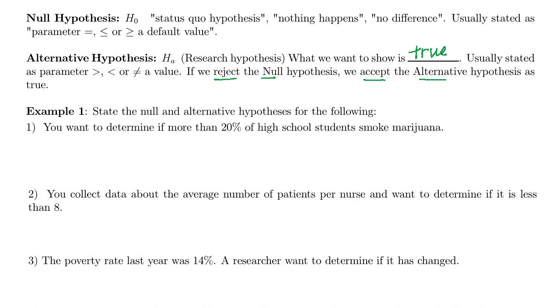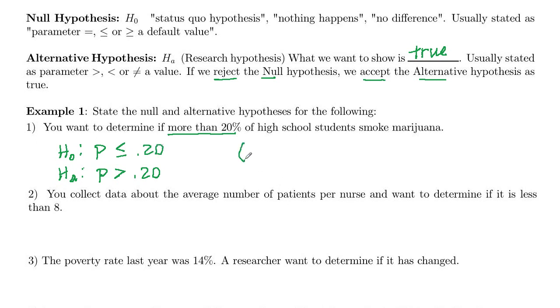So let's look at some examples of null and alternative hypotheses. Let's say our research question is we want to determine if more than 20% of high school students smoke marijuana. We'll list our two hypotheses here, H0 and HA. We'll start with HA, which is what we want to show, which is the proportion or percent is more than 20. So we would state that as P is greater than 0.20. P stands for the population proportion. If that's not the case, then P will be less than or equal to 0.20.